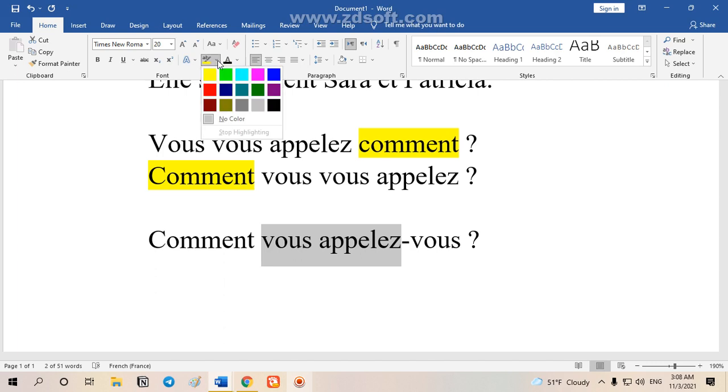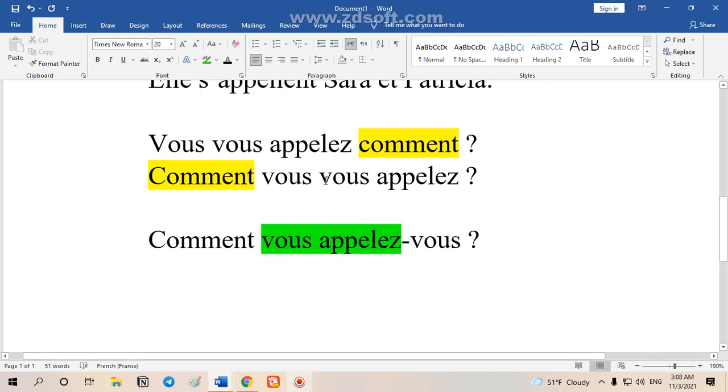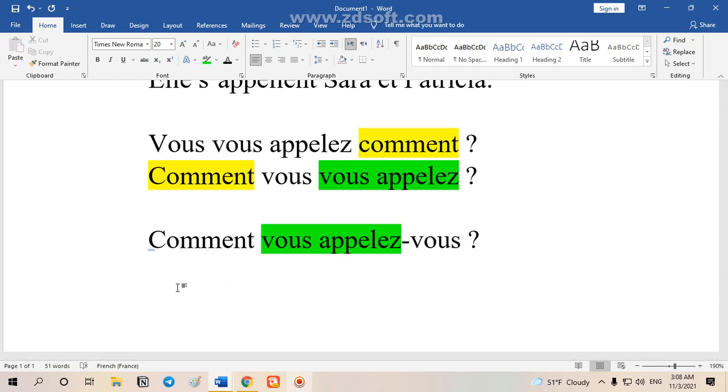What happened here? This is vous appelez. I make it in green color. I put vous appelez here, and after that I put a hyphen, and this vous comes here. So this is pronounced like that: Comment vous appelez-vous? And this structure is really polite to ask someone his or her name and how he or she is called.